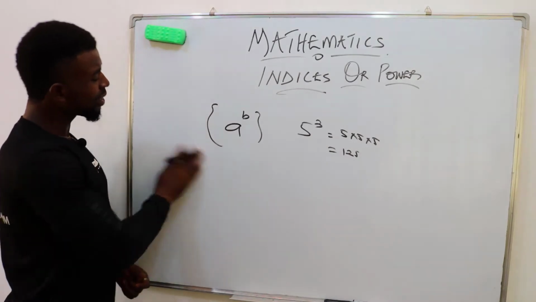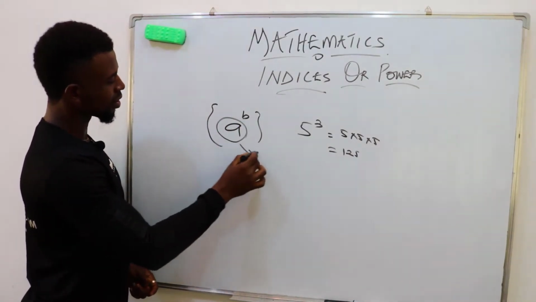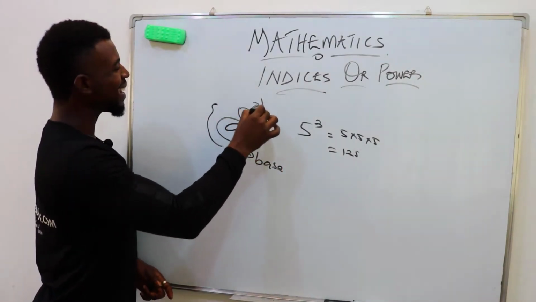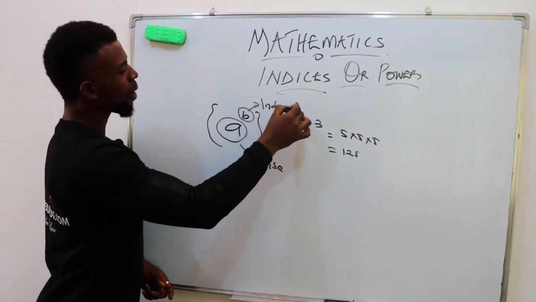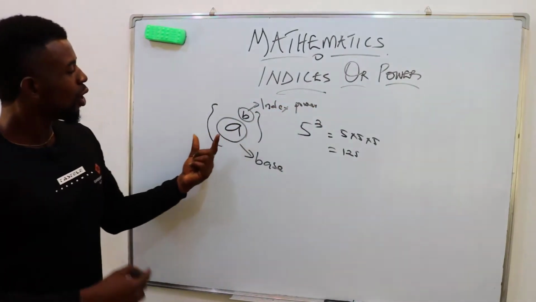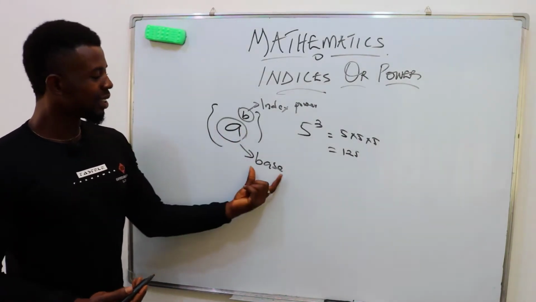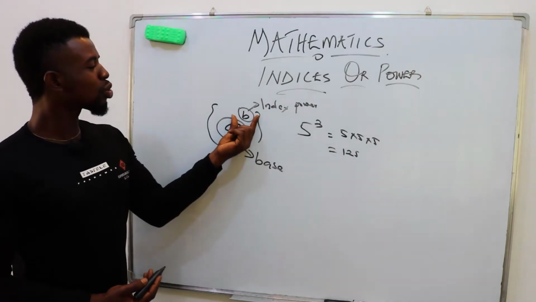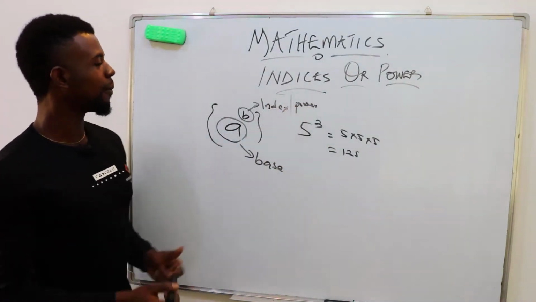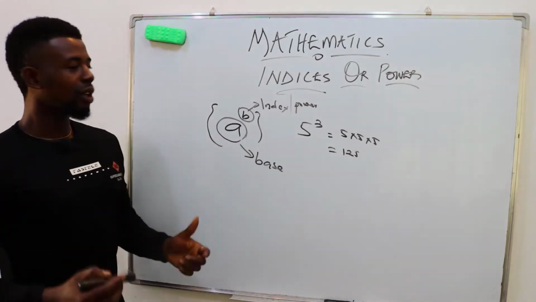Now, in indices, this is known as the base, while this part is known as the index or power of this indicial expression. So for every indicial expression, the main part is known as the base, while the superscript part is known as the index or the power. Okay? So up next for us will be the laws of indices.